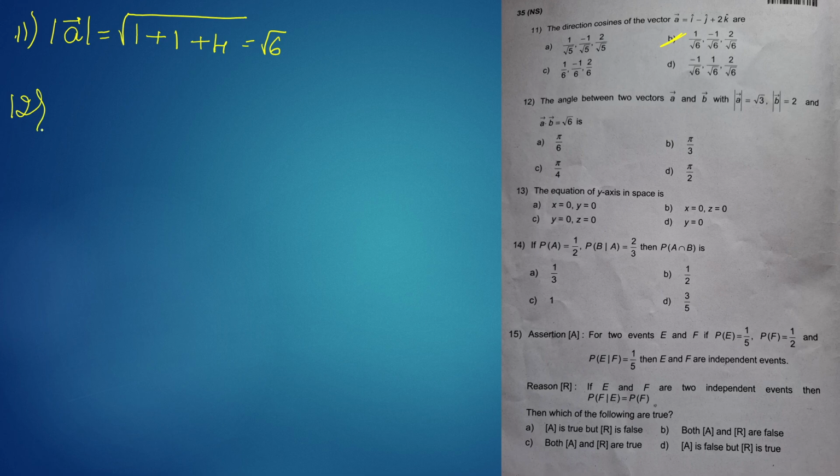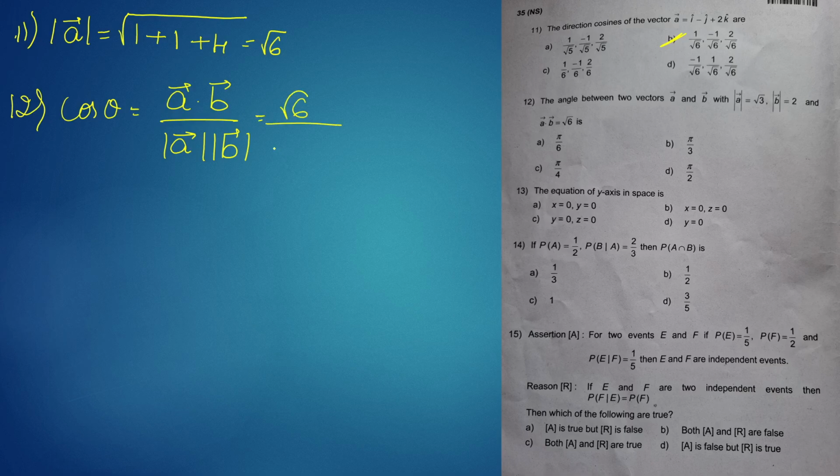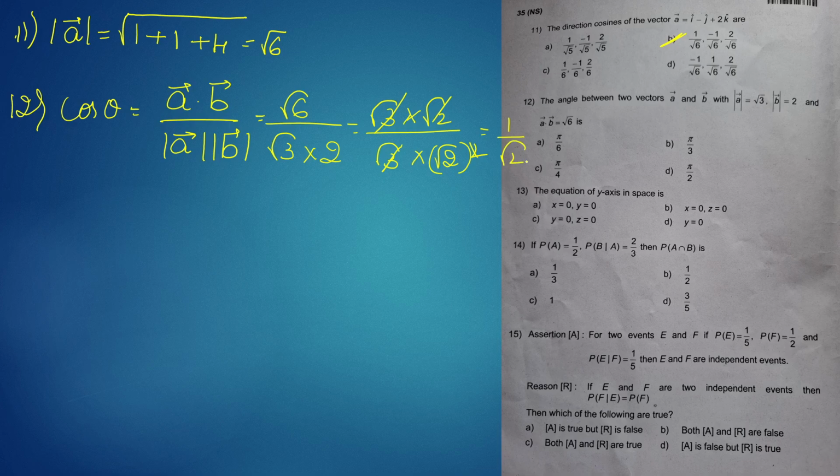12th one. To find the angle between the vectors, we know the formula, that is cos theta is equal to A dot B divided by magnitude of A into magnitude of B. If we substitute the values, which is root 6 divided by root 3 into 2. Simplify this. Root 6 can be written as root 3 into root 2, divided by root 3 into 2 can be written as root 2 whole square. If we cancel the terms, we have cos theta is equal to 1 by root 2. That means the value of theta is pi by 4. That is, angle is pi by 4.